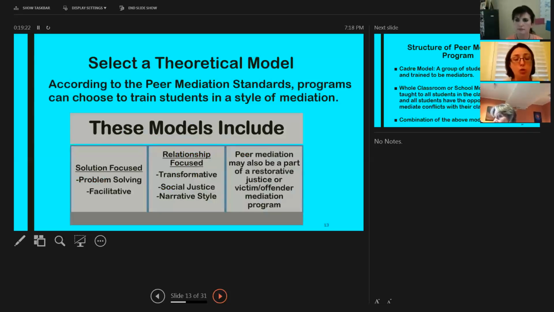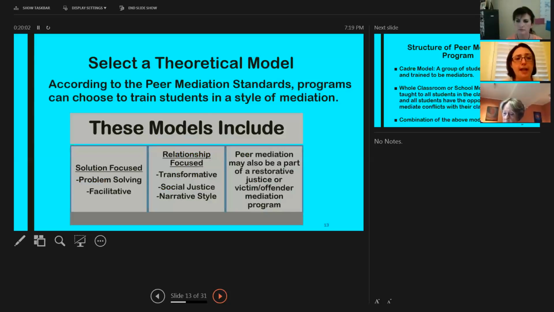In the school, the staff I train, and they train students, and I train students as well, we use the facilitative problem-solving model. Cindy and I are on the same page. Our students do the same model. Then you can move over to the middle column, relationship focused. This gets away from solution-driven to more about what's the relationship, what happened, what's the harm, what's the impact, really a social justice, more narrative style of what the person is coming with, their truth, and also transformative.